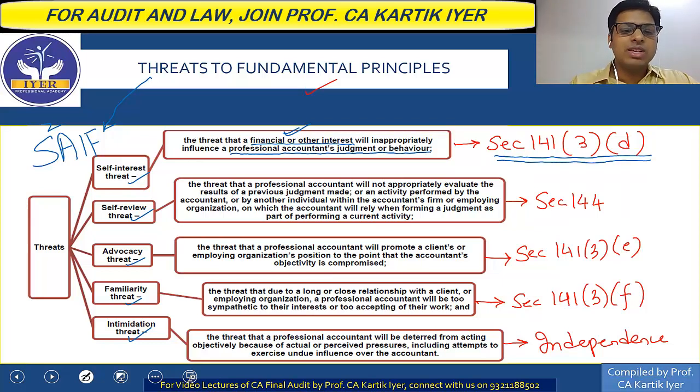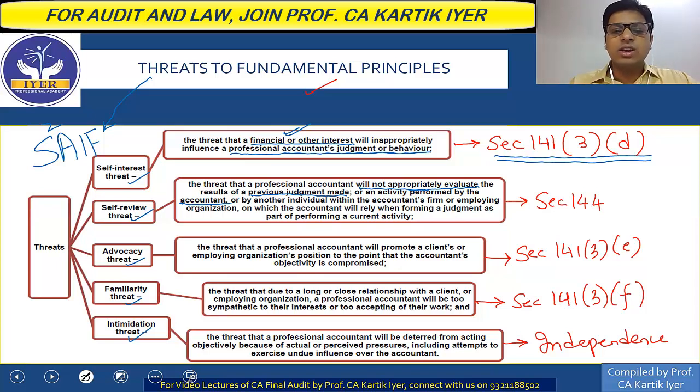Next, self-review threat. A threat that a professional accountant will not appropriately evaluate the results of the previous judgment made or an activity performed by the accountant. Basically, he will not do his work properly. So they are saying that if the accountant has worked on some matter, then he may not check that properly. That can happen if, imagine, the books of accounts are made by the accountant, and he only comes as the auditor and checks the books of accounts. Then it is like you writing your paper and you only correcting it.